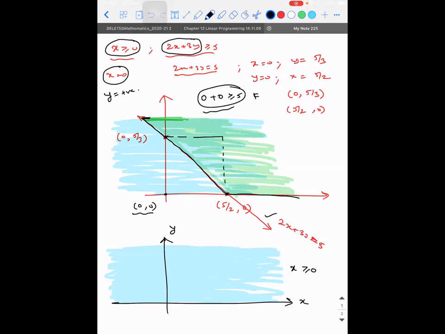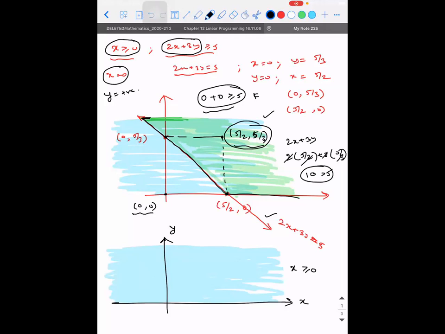Yes, if I take any one of the points in this region, let's say 5 by 2, 5 by 3, and substitute in 2x plus 3y, that is 2 into 5 by 2 plus 3 into 5 by 3. It is 10. 10 is obviously greater than 5, right? So this is a point in the region that we have chosen. So any point from this region is definitely going to satisfy the given two linear inequalities simultaneously. It is not like it is satisfying one and not the other. So this is what you mean by solving two linear inequalities simultaneously. It should satisfy both.